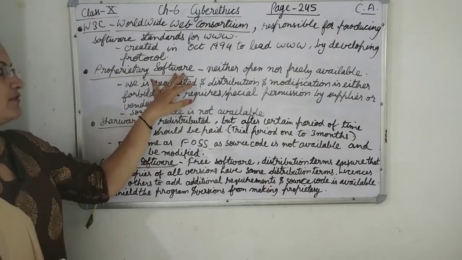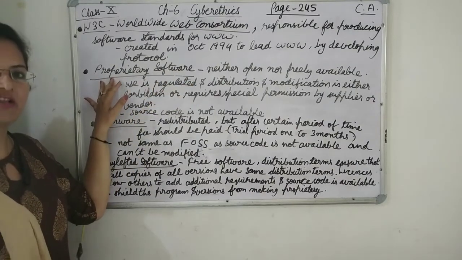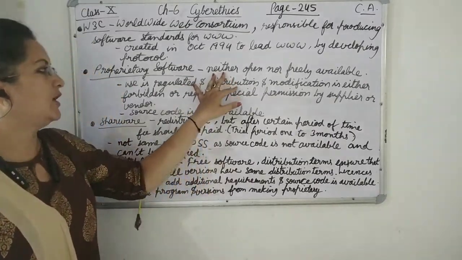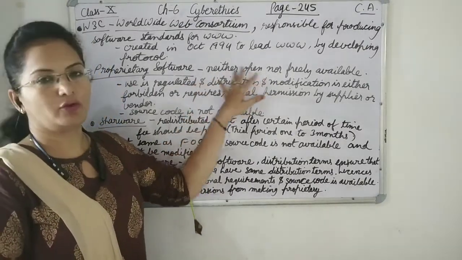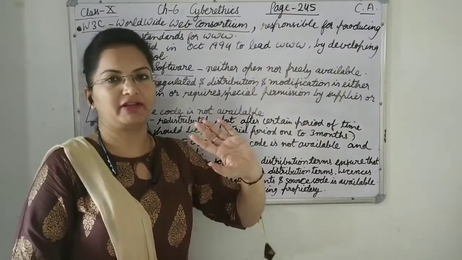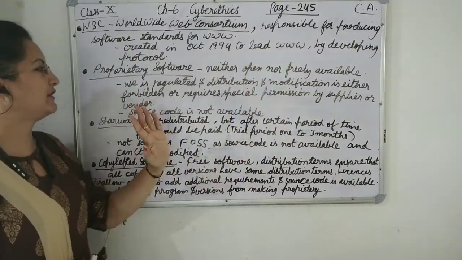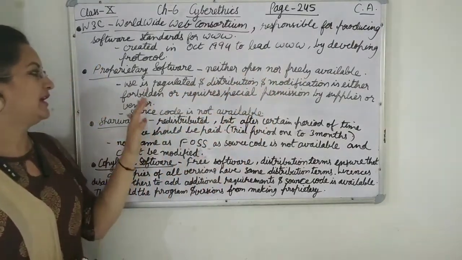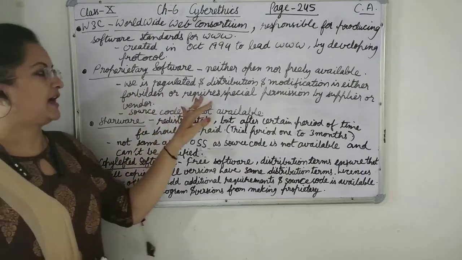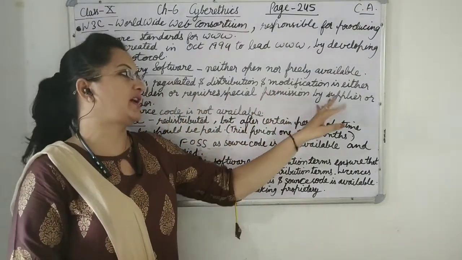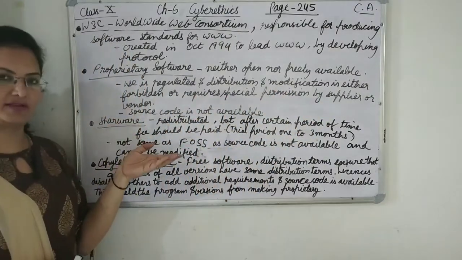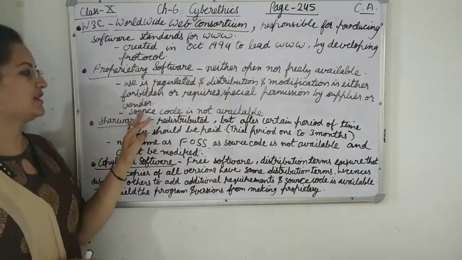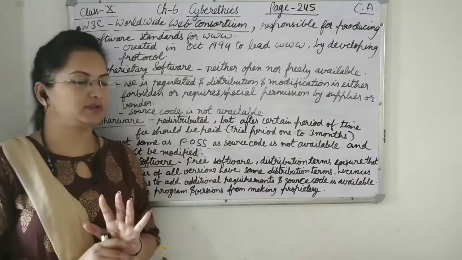Now proprietary software. Proprietary, as the name suggests, means private. Here it will be for an individual, a company or a person. So it is neither open nor freely available, and use, distribution and modification are all forbidden, and it requires special permission from the suppliers or the vendors. As you know very well, the code is private, it's proprietary, so source code is not available.